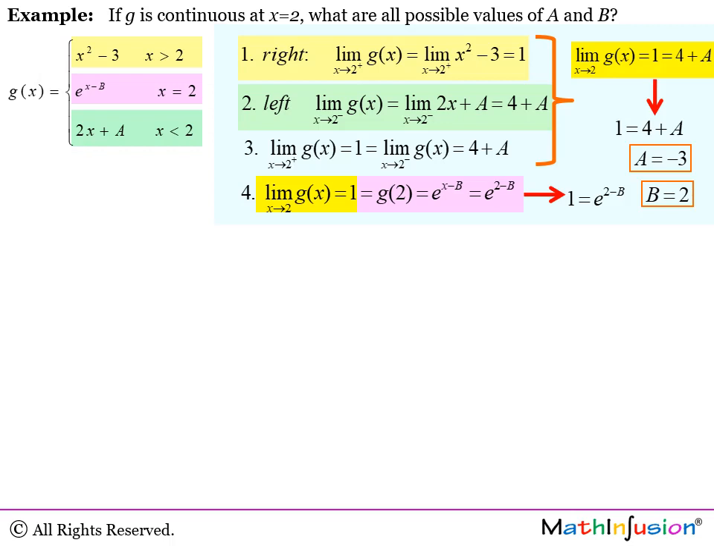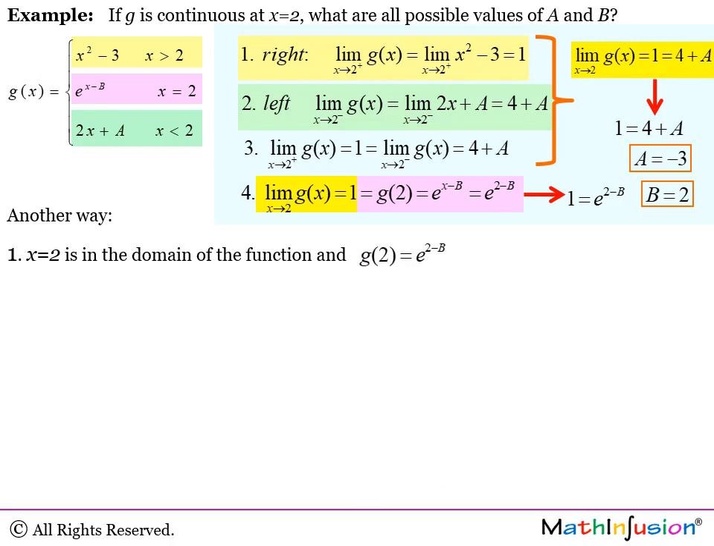I'm going to do it now in the other way. One was to see that x equals 2 is in the domain of the function and the value of the function at 2, g of 2, is e to the power of x minus b when x equals 2. The limit from the right equals 1, and this has to be equal to g of 2, which is e to the power of 2 minus b. And I get one equation.